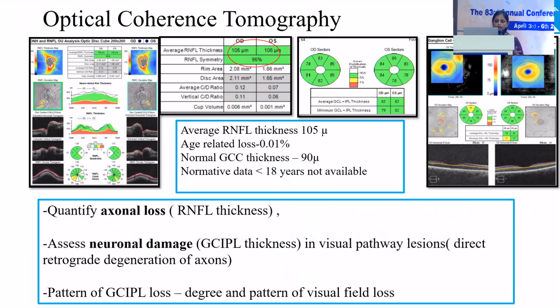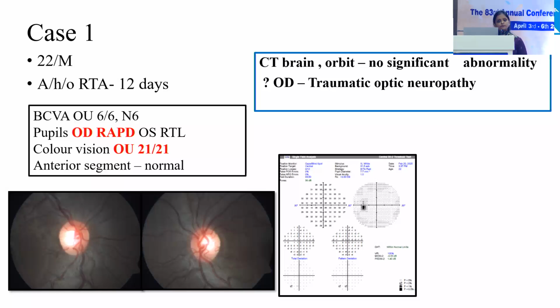OCT, though it is more for macular function, does indirectly help us assess the optic nerve as it can quantify the axonal loss and neuronal damage, and the pattern of the ganglion cell loss corresponds to the degree and pattern of visual field loss. So with this, I'll be moving on to a few case series.